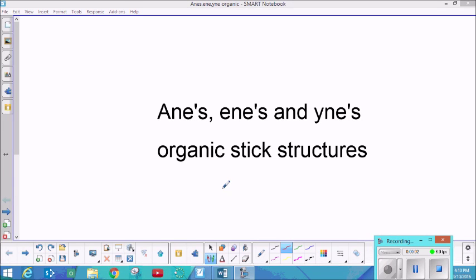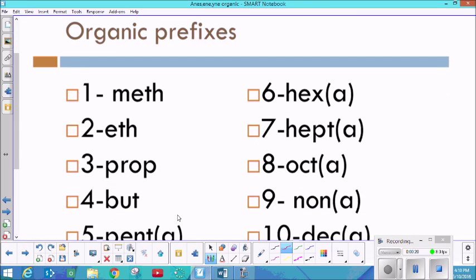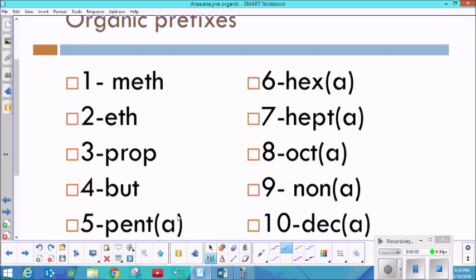This video is going to talk about organic naming for the alkanes, alkenes, and alkynes. And it's going to talk to you also about organic stick structures. The organic prefixes are needed in order to count the number of carbons. Anytime you are counting carbons, you use these prefixes.